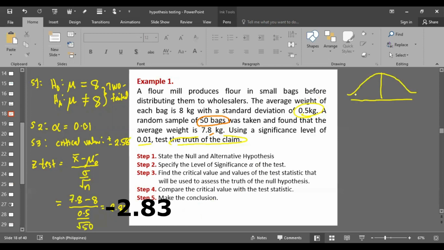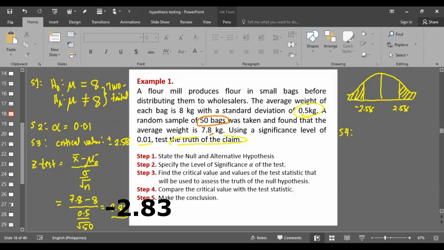Let's try to draw the graph. So this is the normal curve. Then both end tails have critical values, negative 2.58 and positive 2.58, because it is a two-tailed test. So these are the rejection regions. Now let's have step 4. Compare the critical value with the test statistic. Consider these critical values and the test statistic, 2.83.